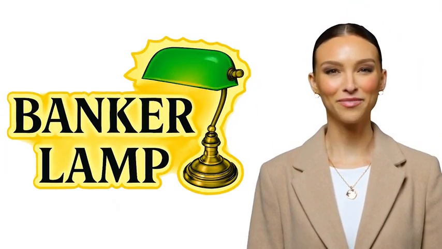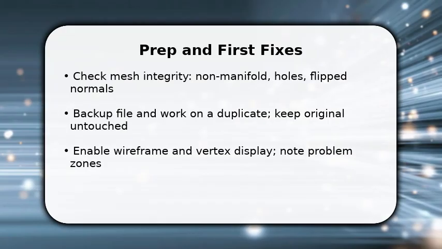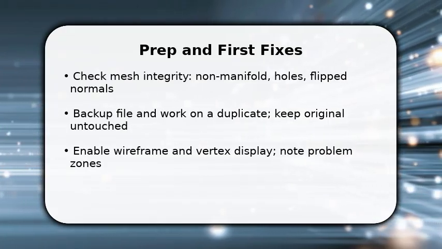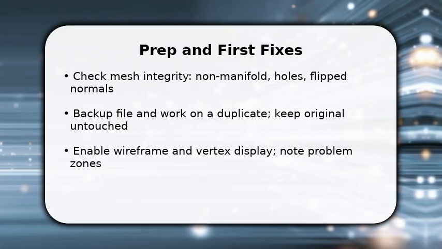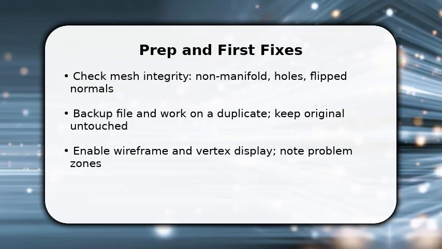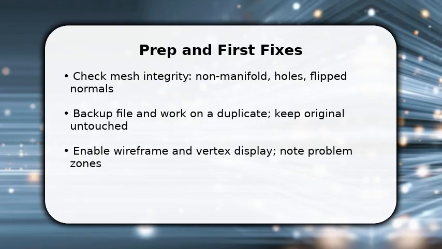Please enjoy the video. You begin by examining the mesh where marbles collide or penetrate. This reveals non-manifold edges and holes that cause instability. Open a duplicate file so you can revert instantly, and switch to wireframe and vertex overlays to pinpoint bad topology.